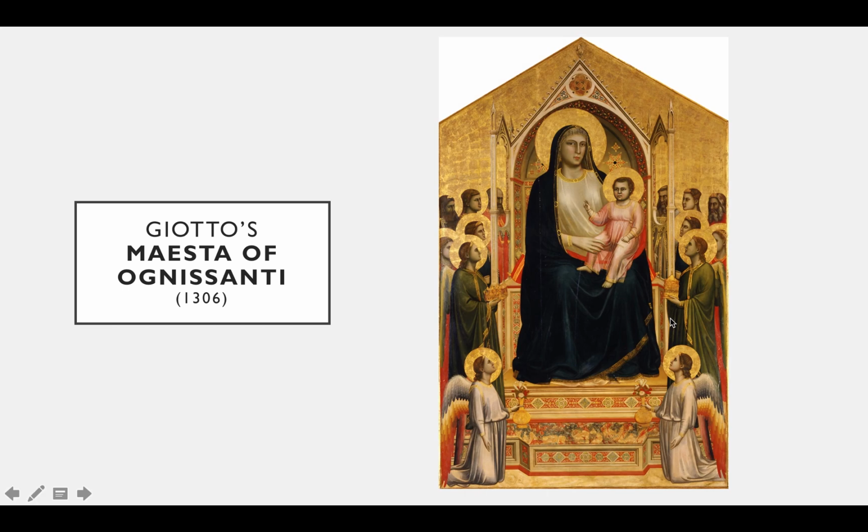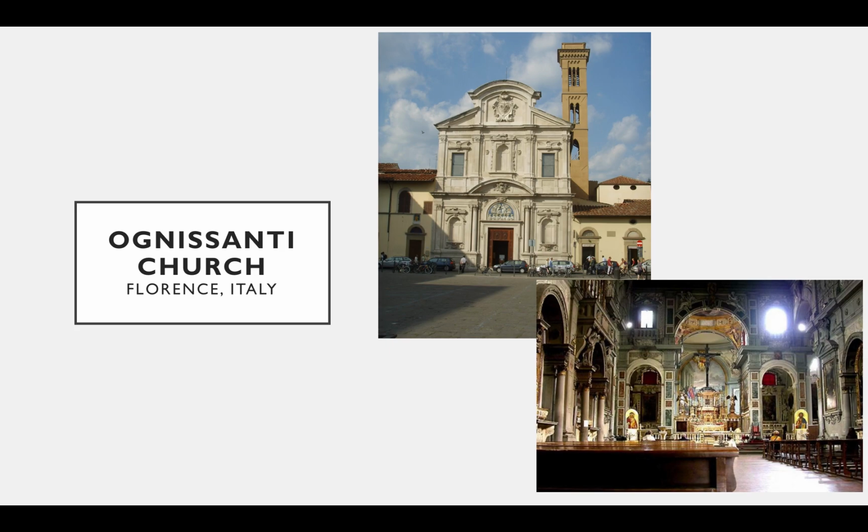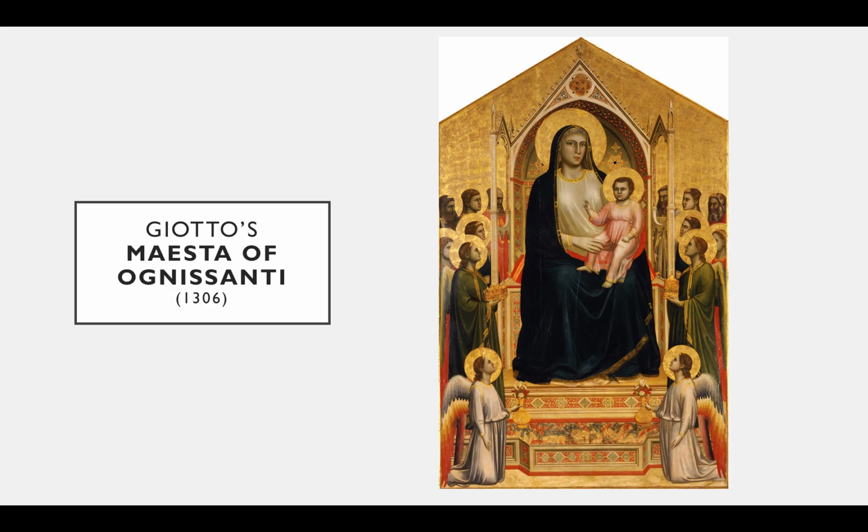Giotto's Maesta of Ognissanti was done approximately 20 years after Cimabue's Maesta of Santa Trinita, in the year 1306. It was also used as an altarpiece for the Church of Ognissanti, also in Florence, Italy. Giotto was Cimabue's student, hence the strong resemblance in the two pieces. This piece illustrated Mary holding Christ as a child as well, also surrounded by angels and prophets. However, in this piece, the prophets are above the angels rather than beneath the throne.